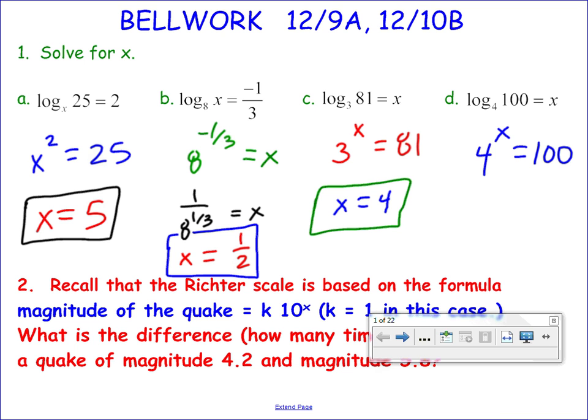4 to the x equals 100, then x isn't like an integer. Absolutely, right? 100 is not a perfect power of 4, the way that 81 was a perfect power of 3. So we can't solve this exactly right now using my powers sheet, right? It's not an exact power of 4, and so we don't have an answer for this exactly yet.